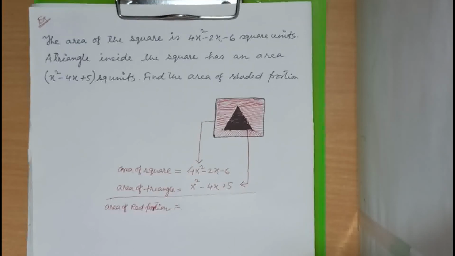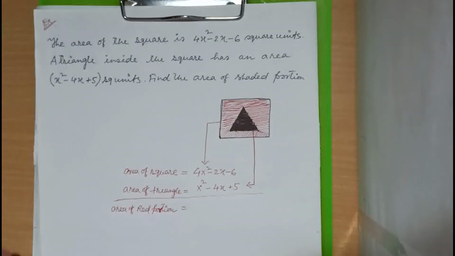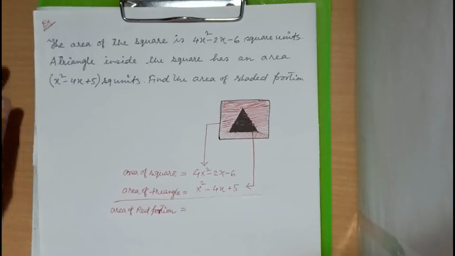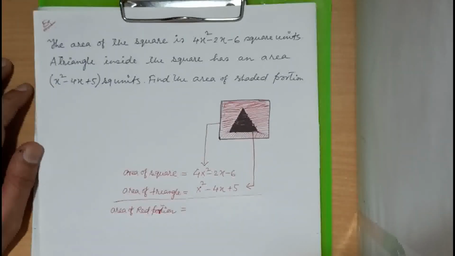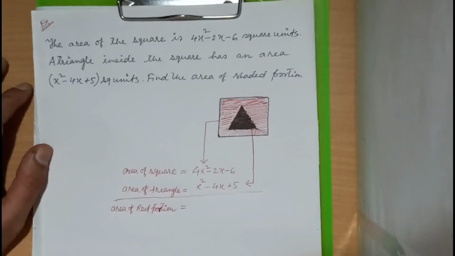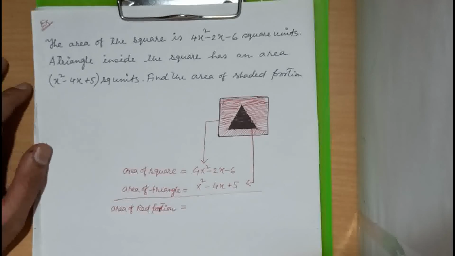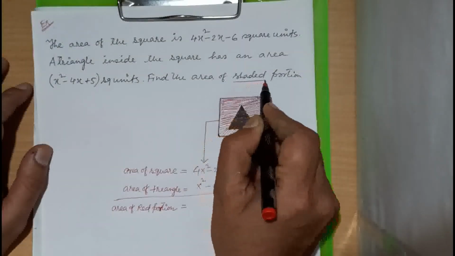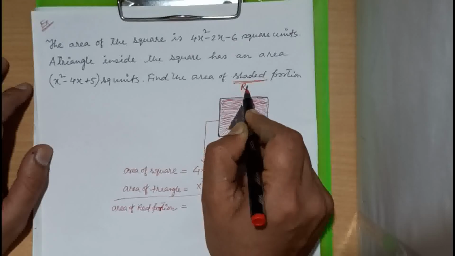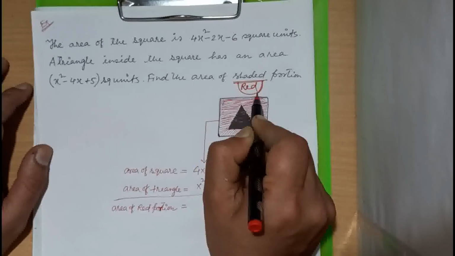Just have a look at this question. The question tells us that the area of a square is 4x square minus 2x minus 6 square units. A triangle inside the square has an area x square minus 4x plus 5 square units. Find the area of the shaded portion. Actually, shaded portion means the red portion. We are going to find the area of the red portion.